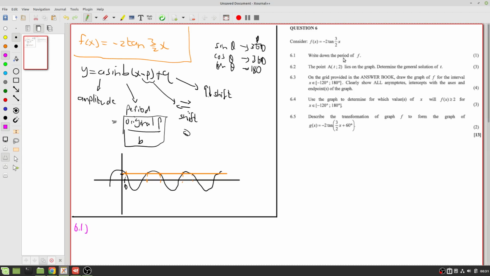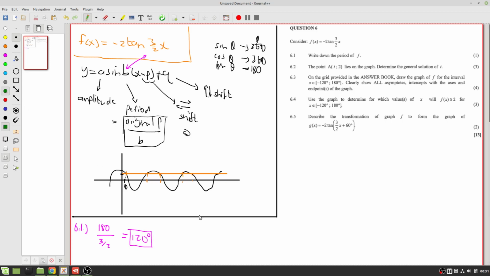Question 6.1, write down the period of f. We said the period has to do with this b value here, right? The period is your original period, which for tan was 180, divided by the b value. And what is our b value in this case? Our b value is 3 over 2, the one in front of the x. So 180 divided by b: 180 times 2 is 360, divided by 3 gives 120 degrees. So 120 degrees is the period of our function. All right, pretty straightforward so far.